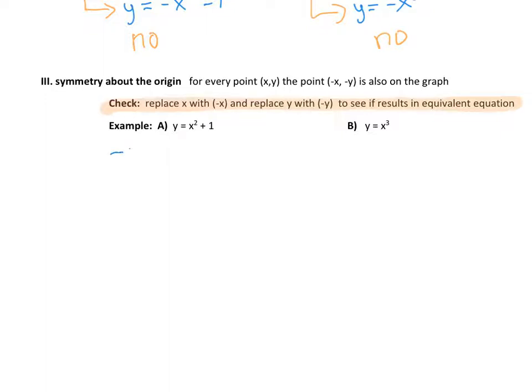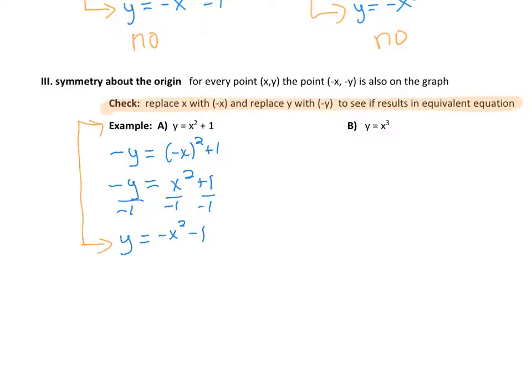So we would replace our y here and our x, and I need you to notice that that negative x is going inside the parentheses, and that's getting squared. So if we clean this up, then we still get a positive x squared plus 1. We divide by this negative 1, and we get y is equal to negative x squared minus 1. And so when we compare this equation and this equation, we see that those are definitely not symmetric across the origin.